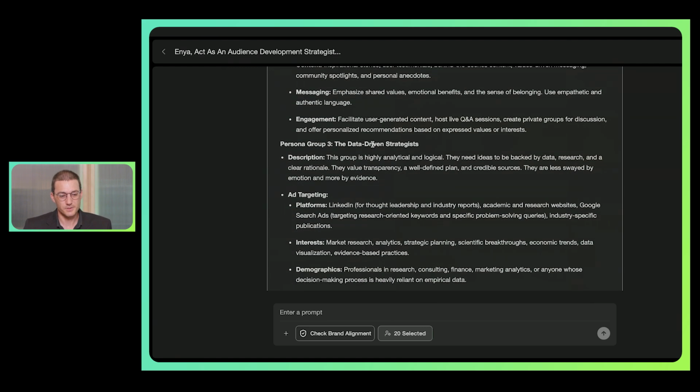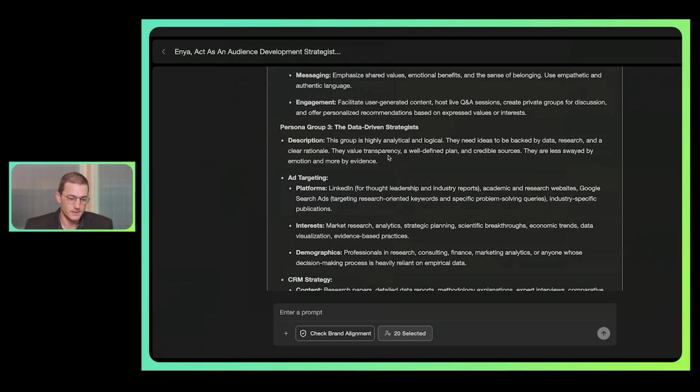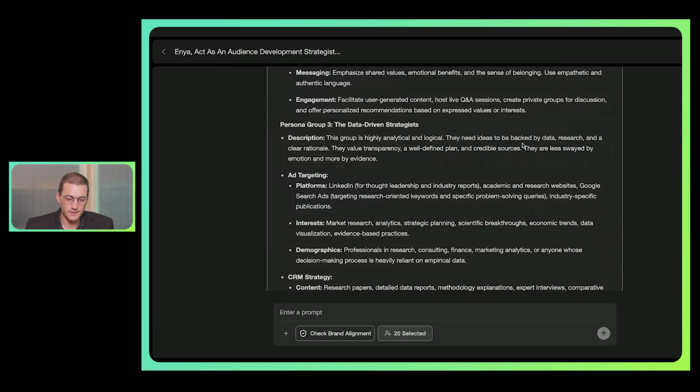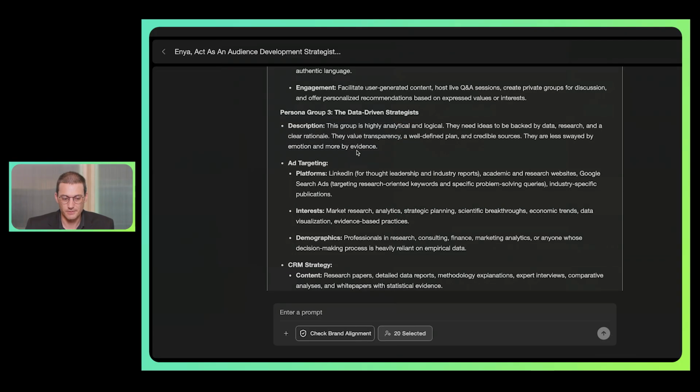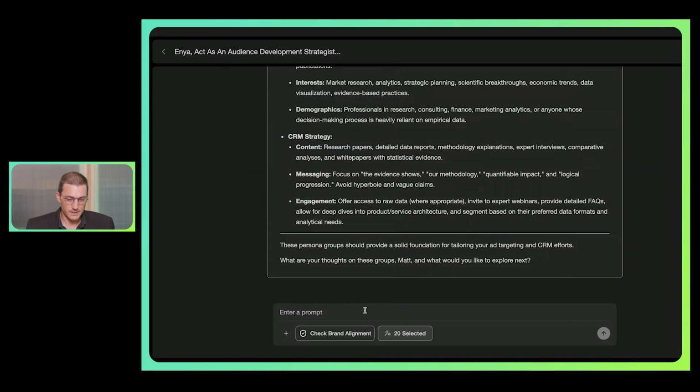I'm also given another persona group, number 3, the data-driven strategists. This group is highly analytical and logical. They need ideas to be backed by data, research, and clear rationale. I want to dive a little deeper into understanding these groups. Obviously, Enya grouped them together based on HEXACO scores. These are probably the 3 predominant groups out of this audience. But I'd like to know, just for my own curiosity, what HEXACO trait is most common in this audience? I think that can guide a lot of the upcoming prompts.